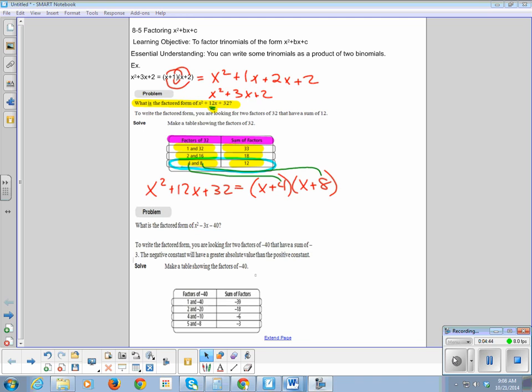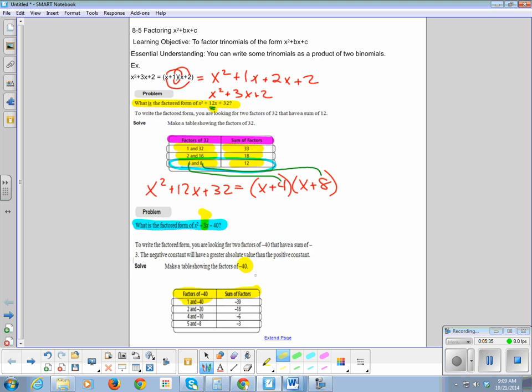All right, so we're going to do a problem that actually has a negative value. So what is the factored form of x squared minus 3x minus 40? In this case, our table has to have factors of negative 40. So 1 times negative 40, and if you look at your scenario up here, we have negative 3x, so the bigger number needs to be negative in order to get the negative 3x. Because it could be negative 1 times positive 40, but we know we want to end up with a negative at the end of the day.